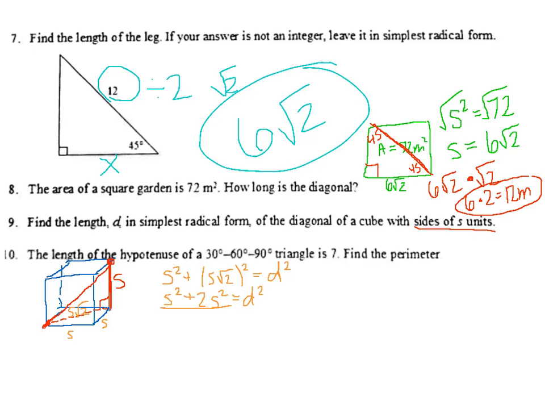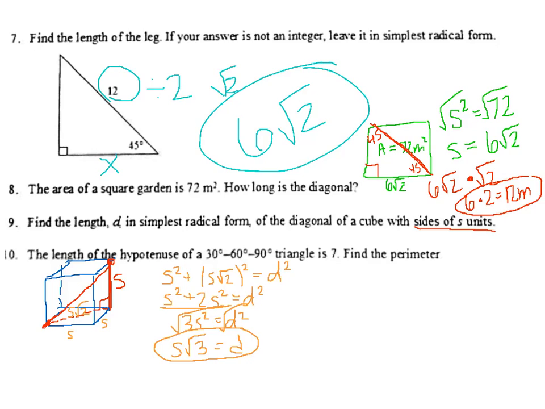Now these are like terms, so I can combine them to get 3s squared equals my diagonal squared. I'm going to take the square root to figure out that my diagonal is just s radical 3. And that s radical 3 came from the fact that I know square root of s squared is s, and then square root of 3 is just going to remain square root of 3. So that is your answer for 9. That is a very tricky problem, but please make sure that you understand and know how to do that problem.